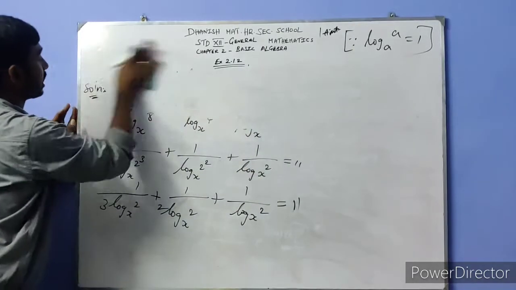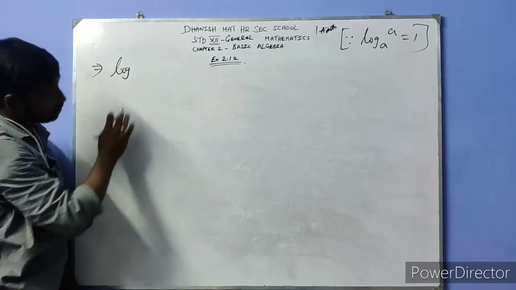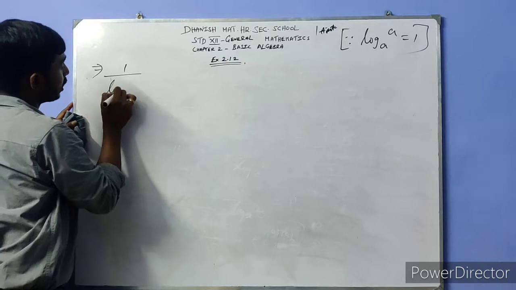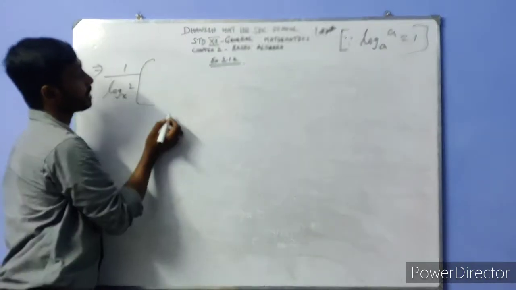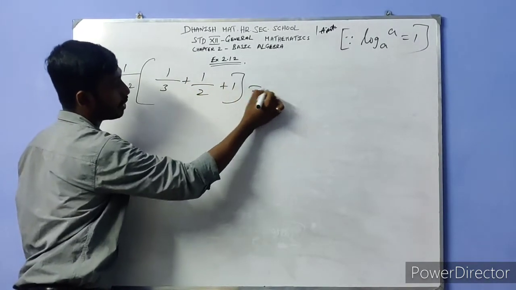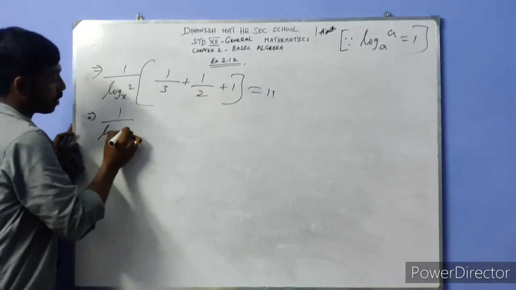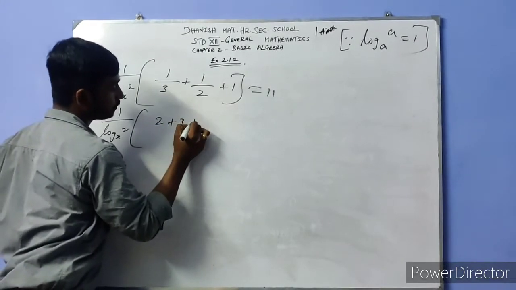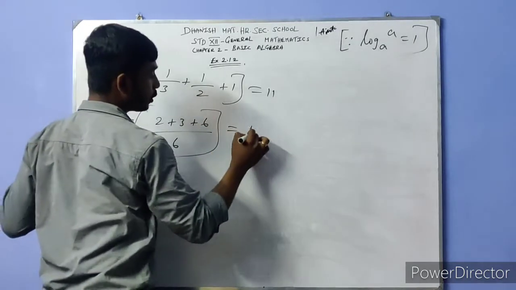What are the remaining values here? So listen, I am taking 1 divided by log x power of 2 commonly from this equation. So what is the remaining value? 1 divided by 3 plus 1 divided by 2 plus 1 equal to 11 is the answer for this question. Then 1 divided by log x power of 2. Now I cross multiply this one. So what is the value we get? 2 plus 3 plus 6 divided by, what is the LCM? That will be 6, equal to 11 here.